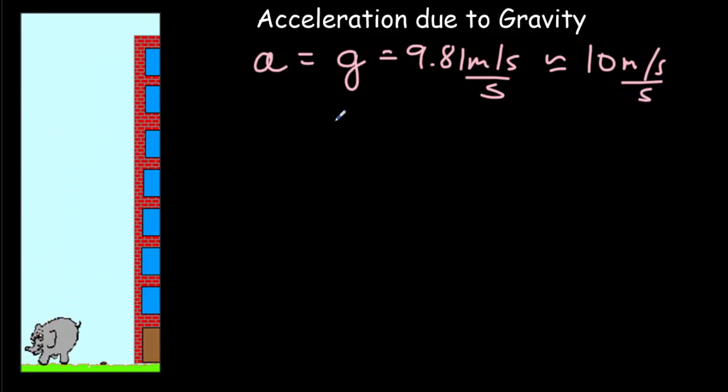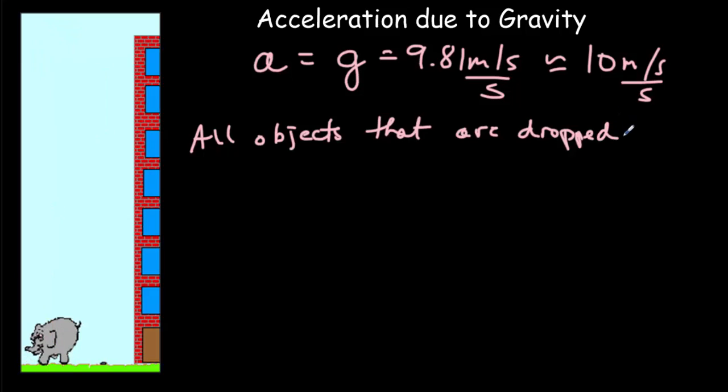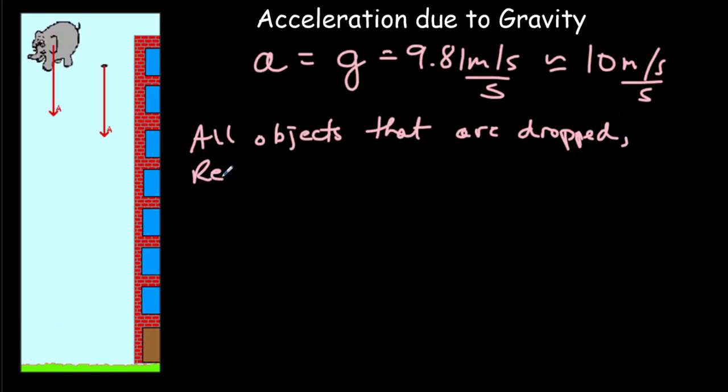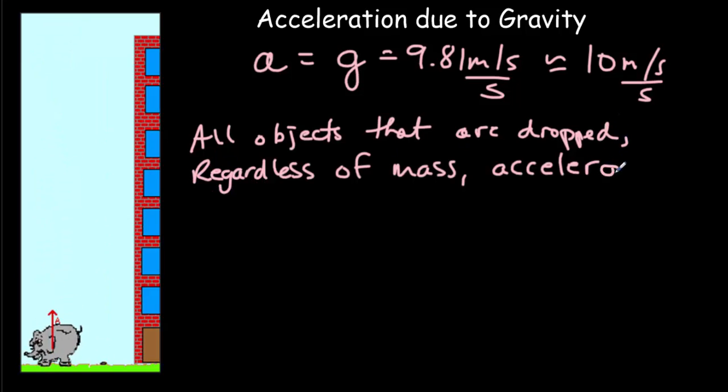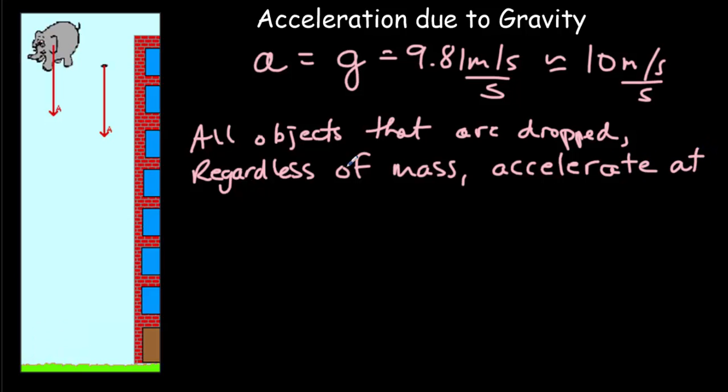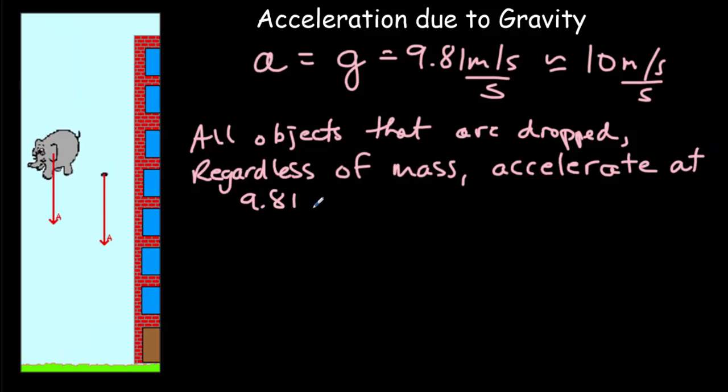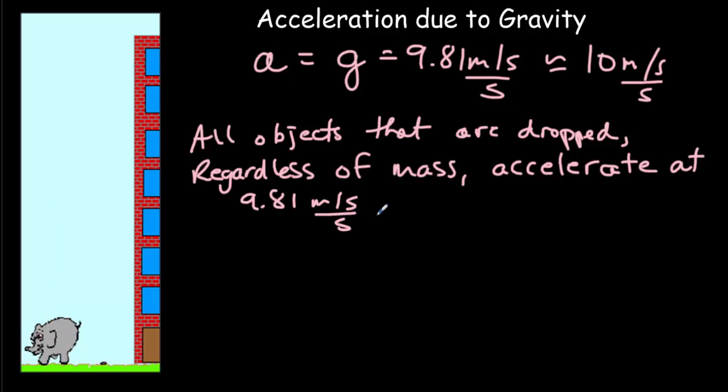And all objects that are dropped, regardless of mass, accelerate at 9.81 meters per second every second. You might find that a little bit weird. You might think heavier objects accelerate downwards, they fall quicker than lighter objects. You might not trust this cartoon physics here with the elephant and the mouse, that they're going to hit the ground at the same time.